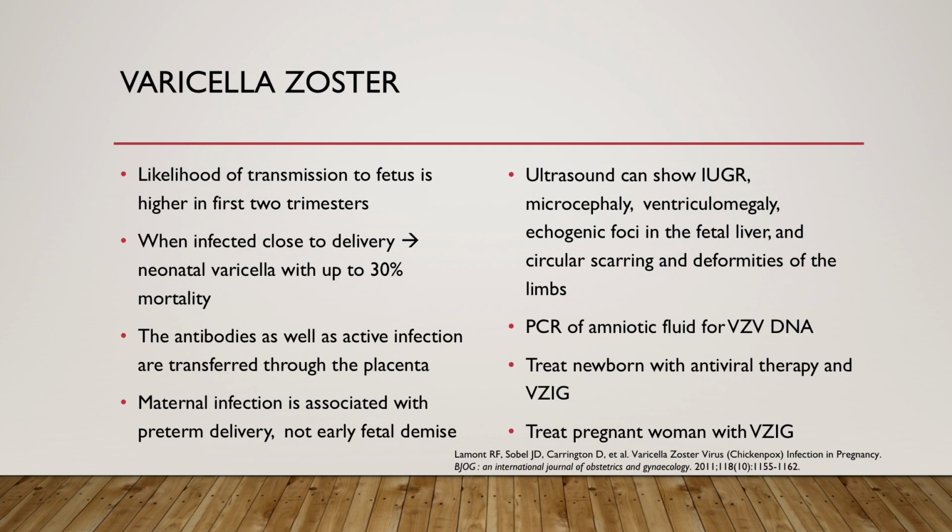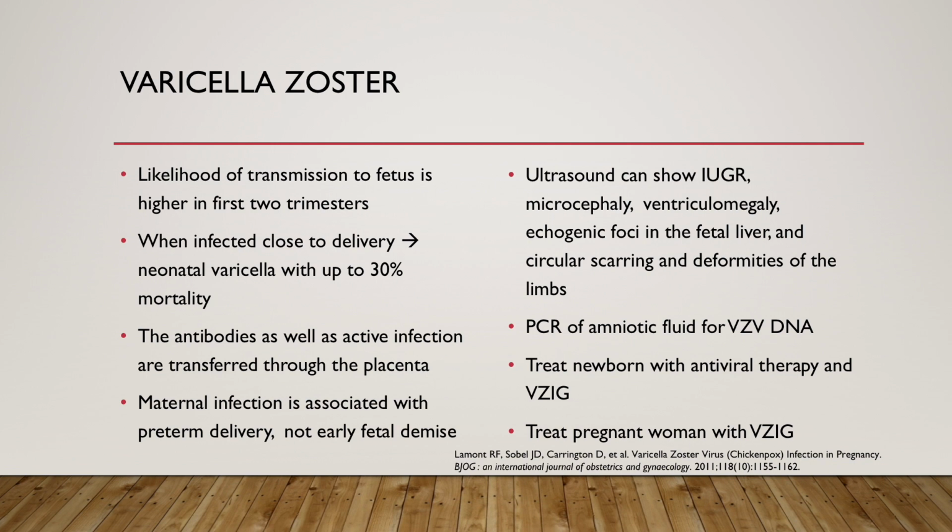The antibodies, as well as an active infection, can be transferred through the placenta. Maternal infection is associated with preterm delivery, but not fetal demise. If you are concerned about congenital varicella, ultrasounds are often done to look for intrauterine growth restriction, microcephaly, ventriculomegaly, which is an enlargement of the ventricles, and the presence of echogenic foci in the fetal liver, as well as circular scarring and deformities of the limbs, as we mentioned earlier.